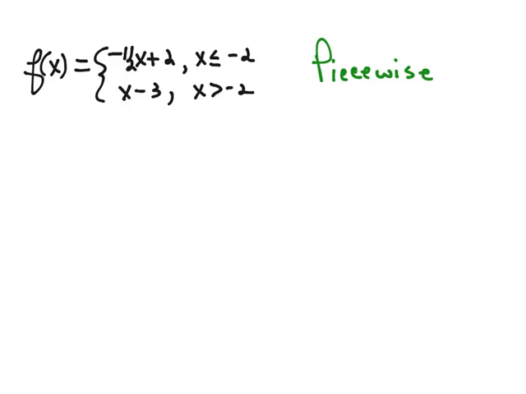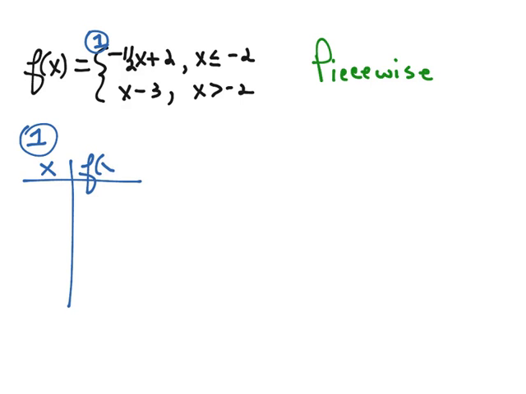So let's first of all look at this first part of the graph, and let's just make a little f of x chart to see what's happening. It says that this function is defined when x is less than or equal to negative 2. So we're going to start with negative 2. And if we plug negative 2 into our function, we'll have negative 1/2 of negative 2 plus 2, which is equal to 3.